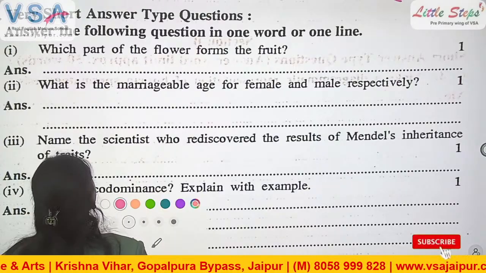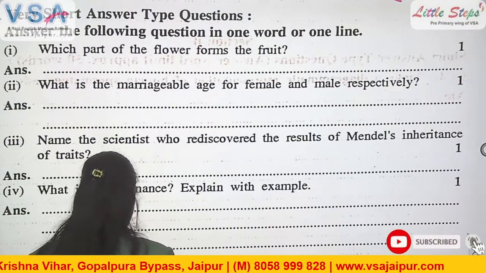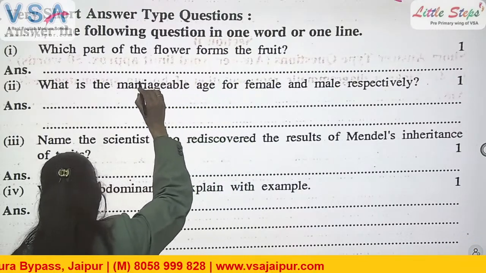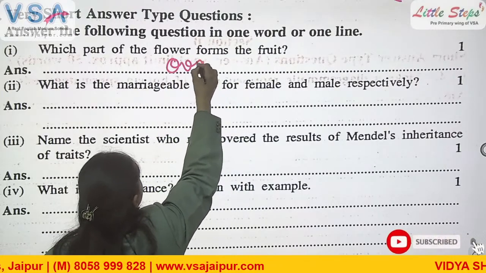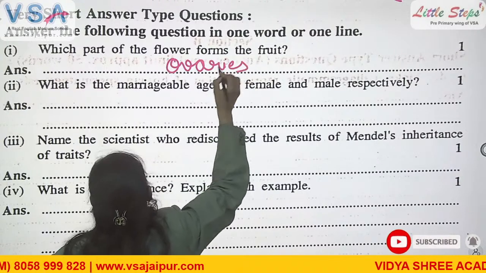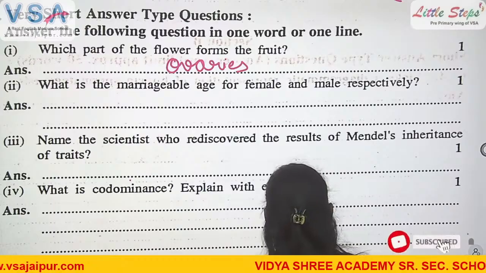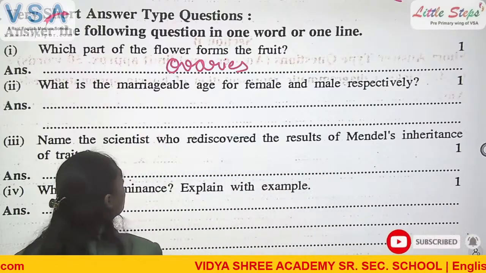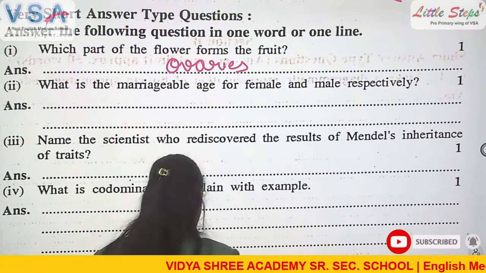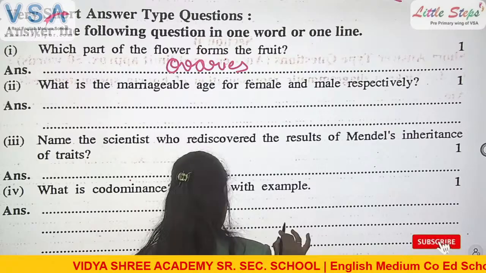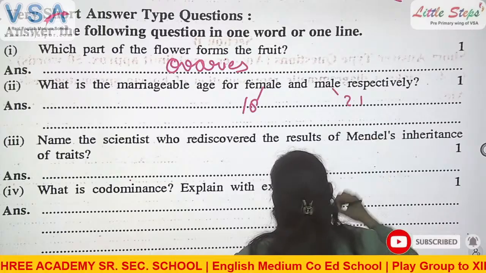these are the very short question answers. The first is, which part of the flower forms the fruit? This is the ovary. What is the marriageable age for female and male respectively? So obviously, the marriageable age for a female is 18 and for a male is 21.